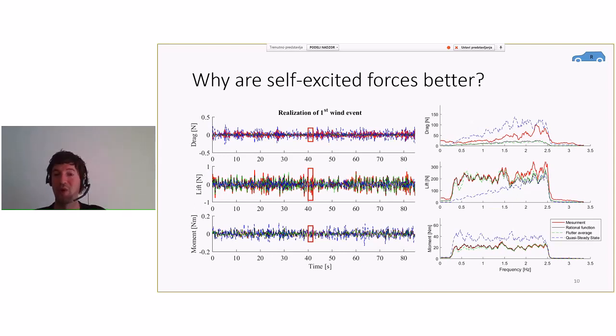And for the drag, of course, all the methods are off, since this is some other phenomena, and our models are not suitable to simulate that. But most importantly, the moment and the lift, they are following it quite well. And the quasi-steady state functions are either overreacting or underreacting in case of the lift. They are simply producing different forces. And this is mainly because they are derived from a theoretical perspective, and they're not based on the actual measurements as the flutter derivatives are.